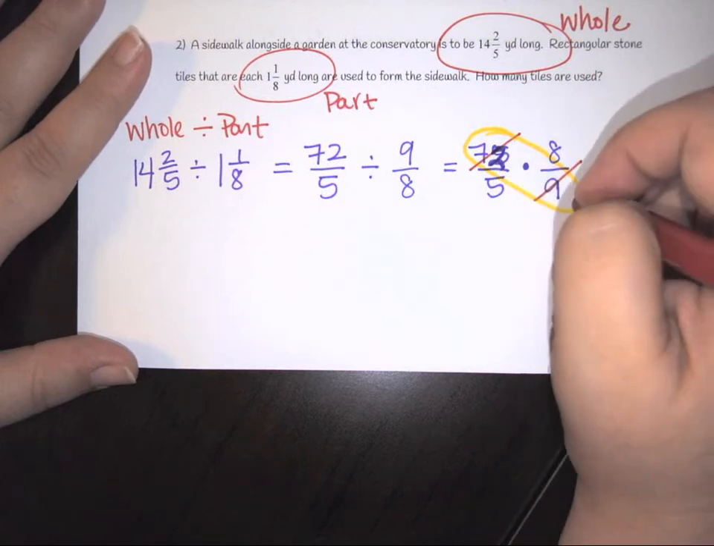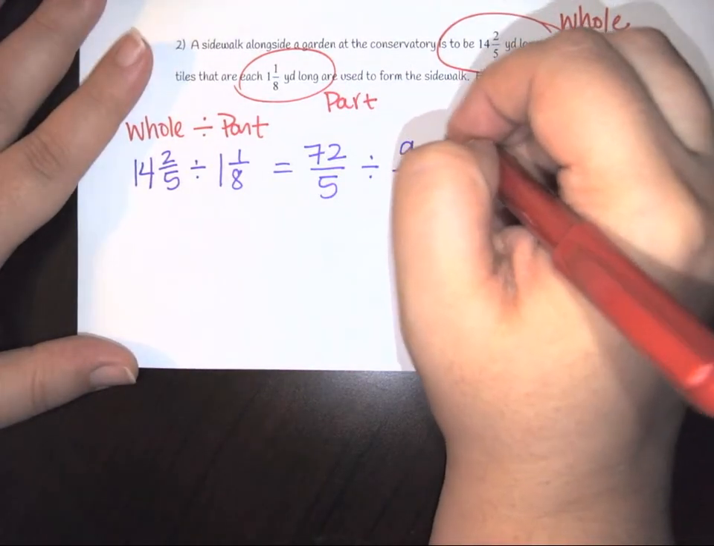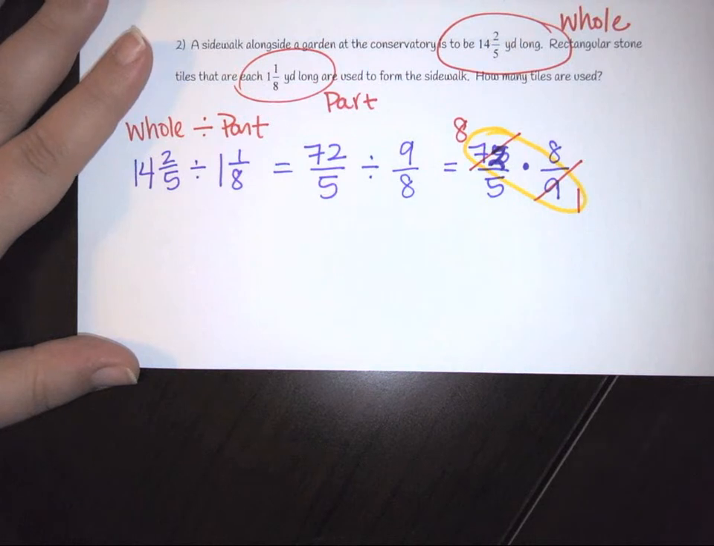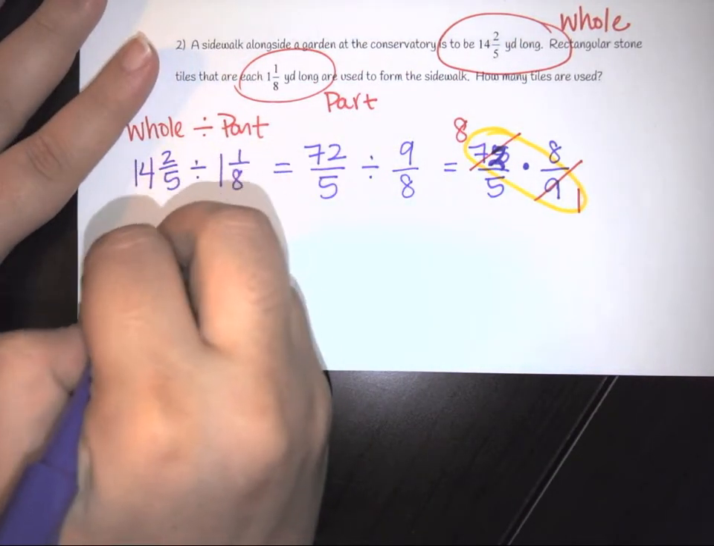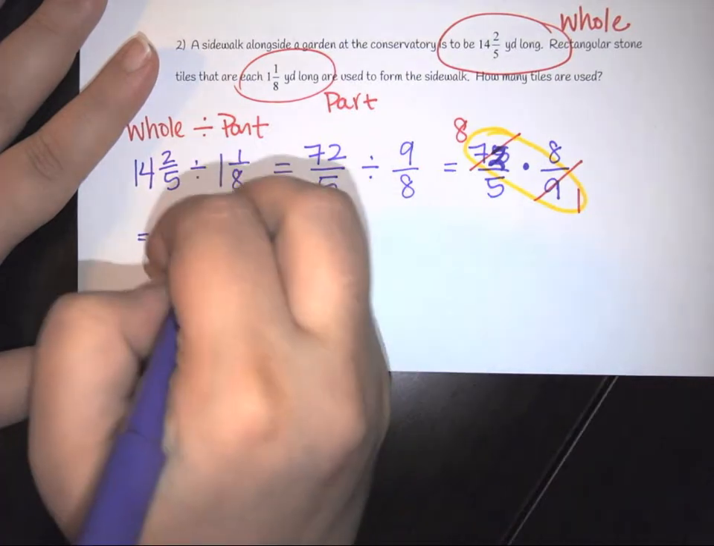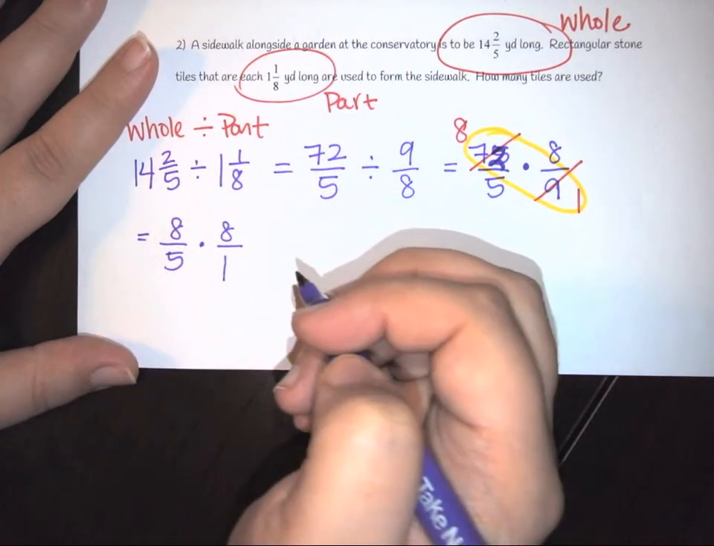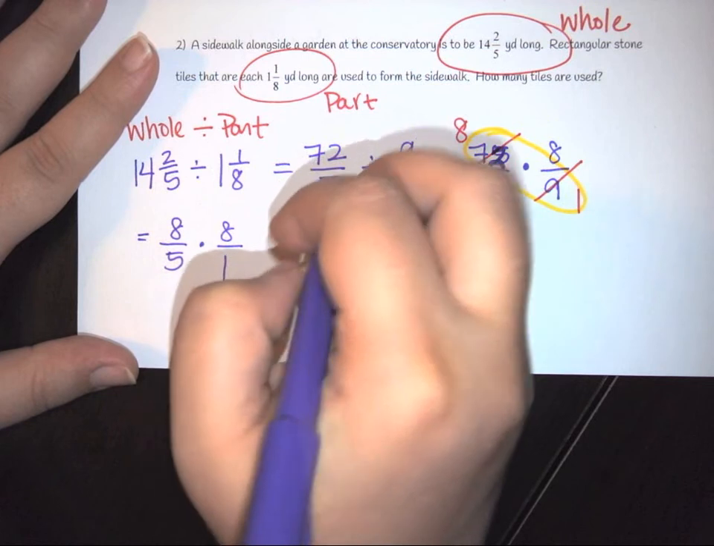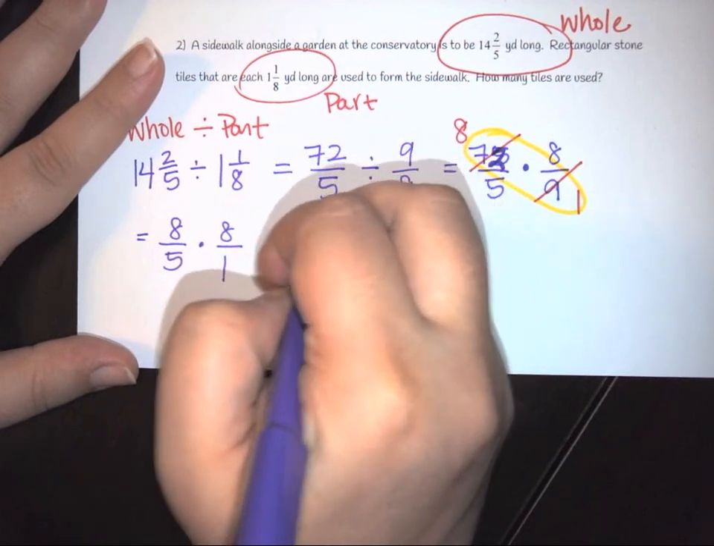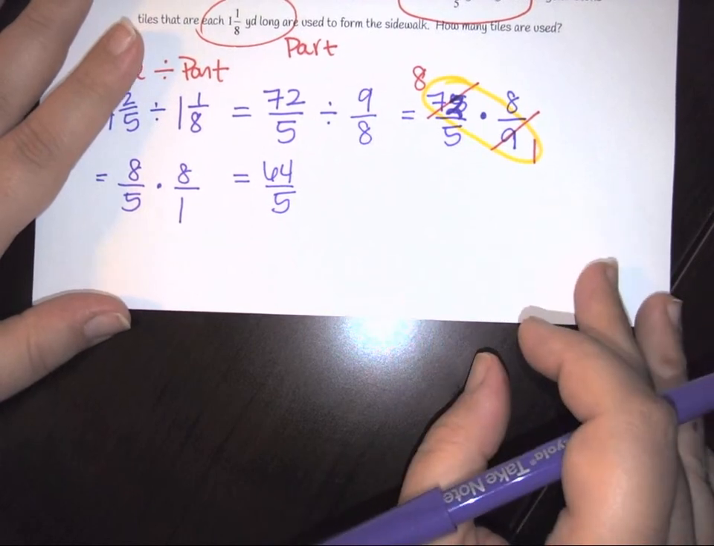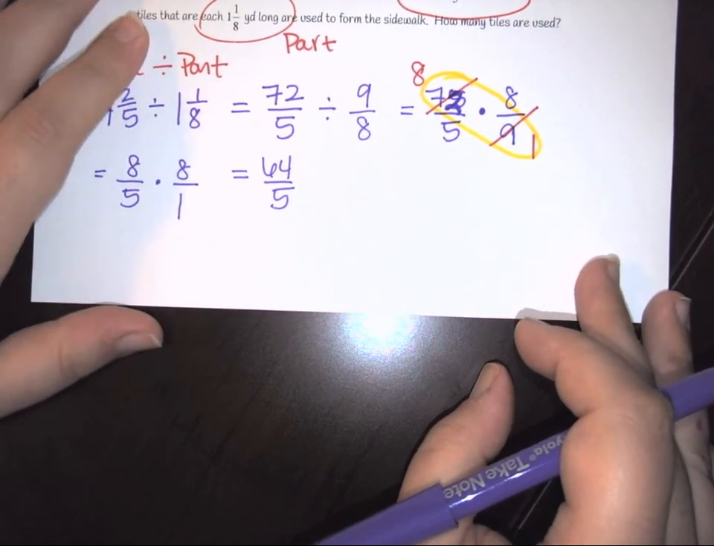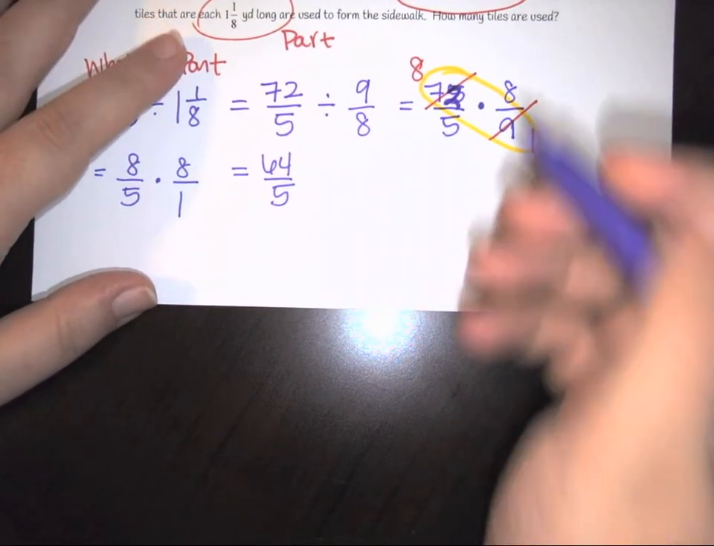9 goes into 72 9 times. When that does, 8 spits out. So this is going to leave us with 8 over 5 times 8 over 1, which gives us 64 over 5. However, because we want to know how many tiles, we need to convert this to a mixed number.